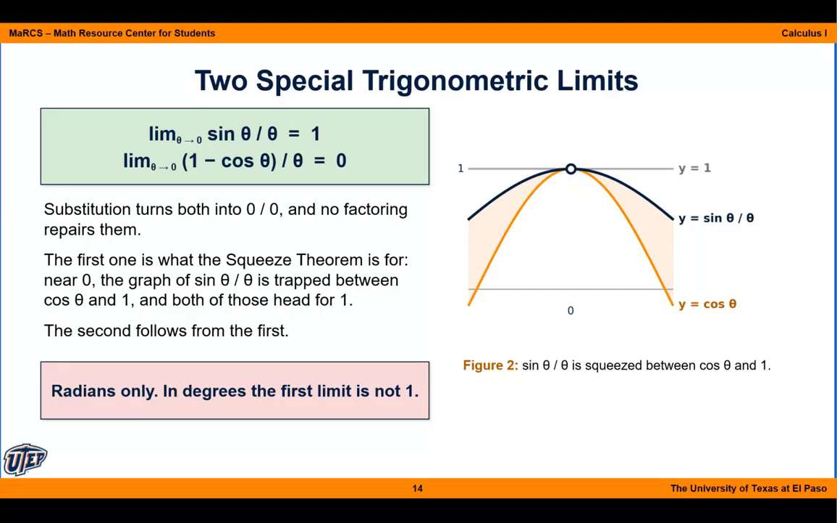The first result can be established with the squeeze theorem. Near 0, sine theta divided by theta is trapped between cosine theta and 1. Both outside expressions approach 1, so the middle expression must also approach 1. The second special limit follows from the first and has a limit of 0. These results require angles to be measured in radians. If angles were measured in degrees, the first limit would not equal 1.